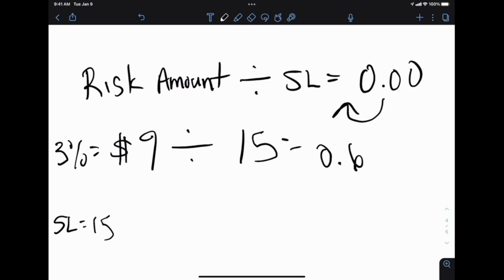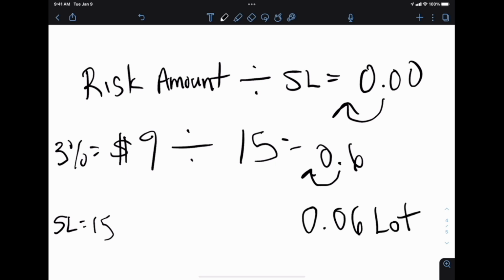Now, as you can see up here, what we want to do is move the decimal over 1, which will give us a lot size of a 0.06. Okay? And that's risking $9.